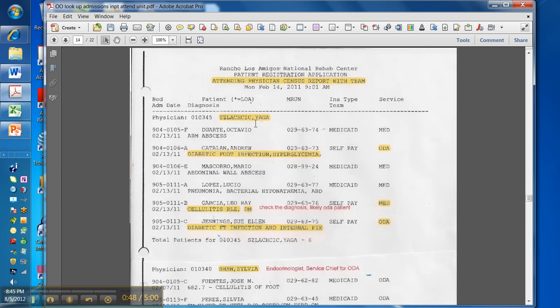Here is Dr. Slosich's patient census. This is from Monday, February 14th. As you can see, they haven't been reassigned. But I was highly suspicious of this particular one. This is kind of ominous here. We usually don't take care of hardware.